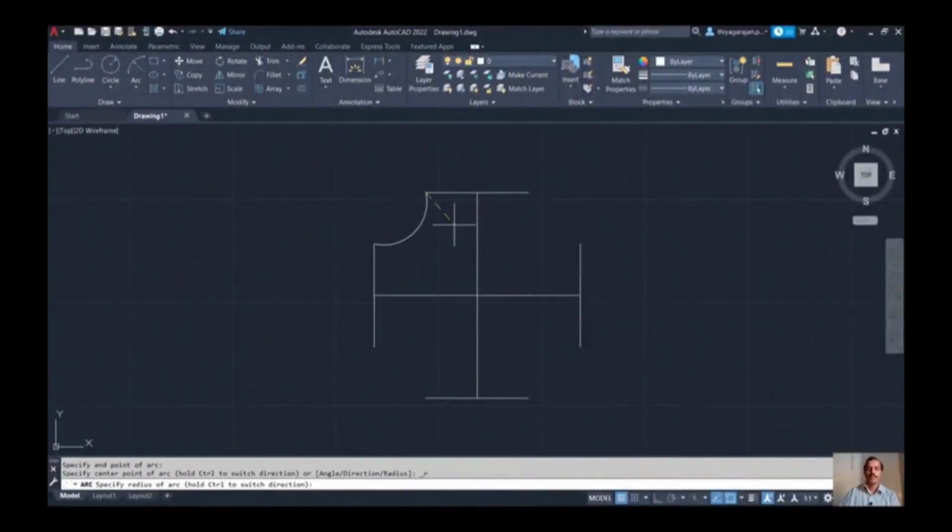Start point, end point, radius I'm giving 25. Similarly, start point, end point, radius is 25. My start point and end point are wrong. That is why the arc came in the wrong direction. So I need to change that.